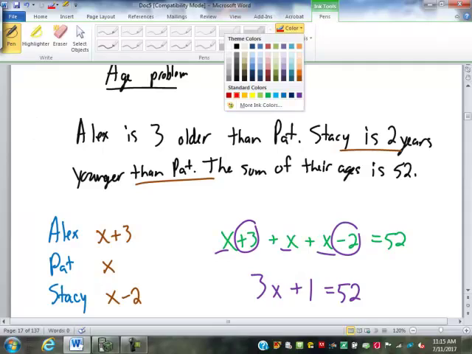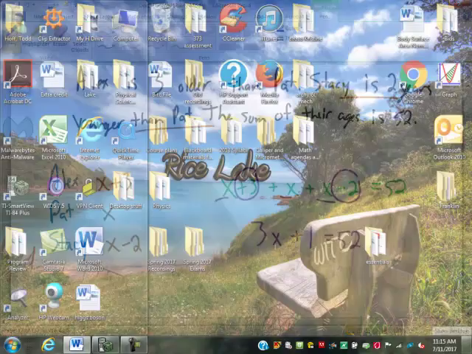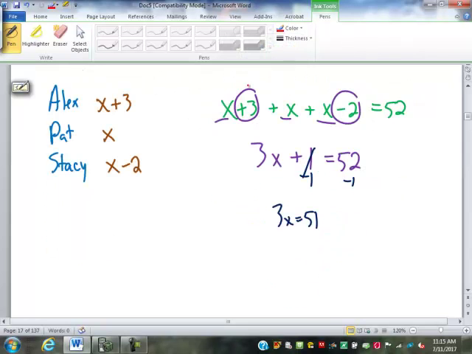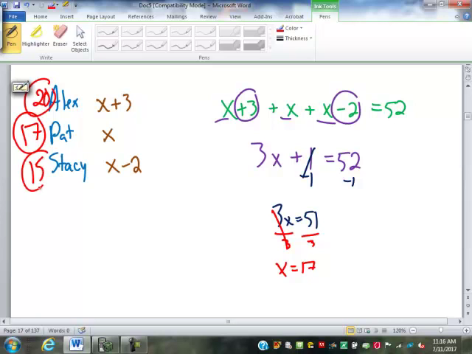And then subtract 1. 2X equals 51. And then divide by 2. X equals 17. So that means Pat is 17. Alex is 17 plus 3, which is 20. Stacy is 17 minus 2, which is 15.